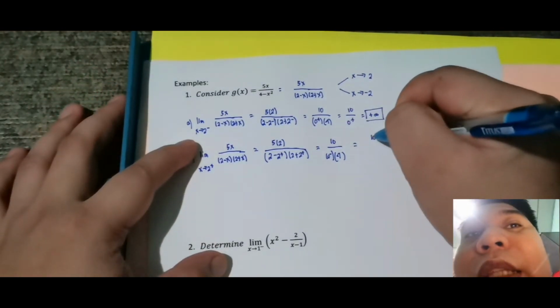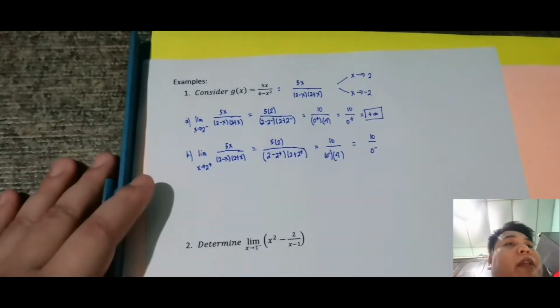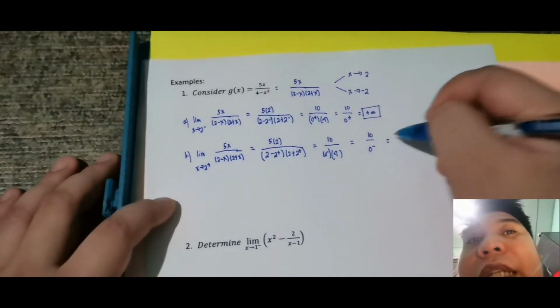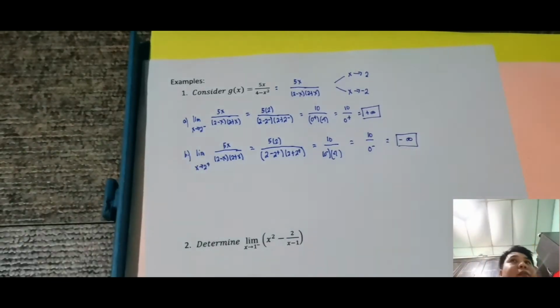So 10 plus 0 from the left times 4, that is still 0 from the left. Okay? And if the number in the denominator is negative, that is negative infinity. So any number divided by 0 from the left is negative infinity. Any number divided by 0 from the right is positive infinity. And those are the possible values we can generate.